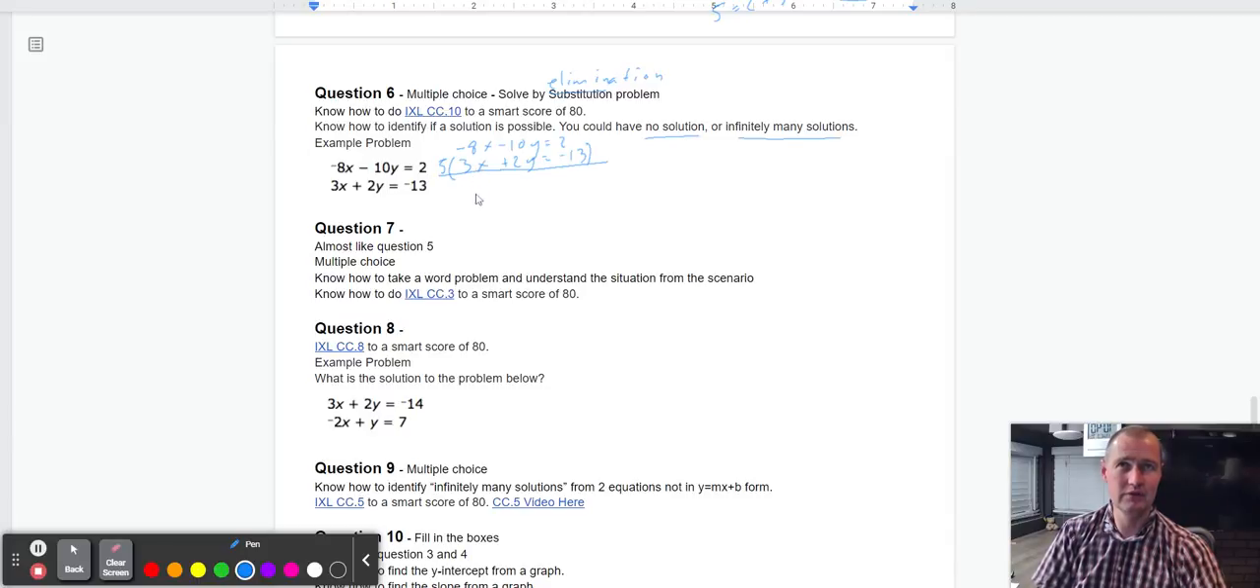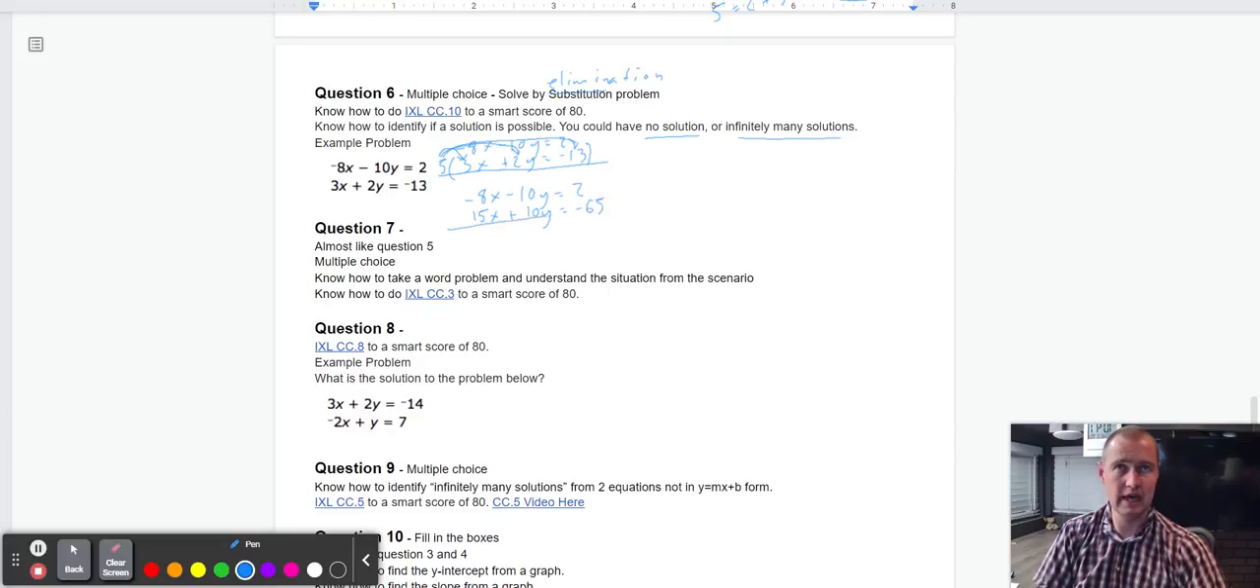So the first row, negative 8x minus 10y equals 2, we're going to leave alone because that's fine. Now we're going to use the distributive property of multiplying by 5 because we want that y to come out to a 10 as well. So 5 times 3 is 15x. 5 times 2 is plus 10y. And 5 times negative 13 equals negative 65.